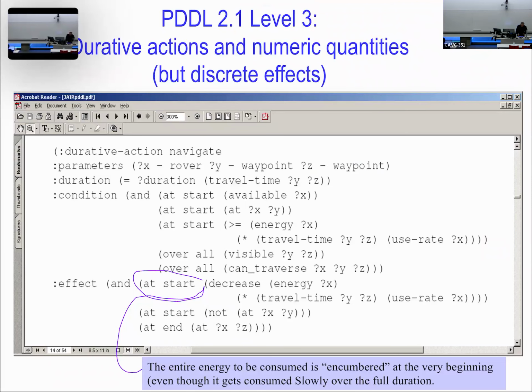So, and then you can also have numeric quantities. PDDL 2.1 level 3 allows you to model numeric quantities like actual resources and so on. And it can also allow for rates of increase of resources. Again, this is interesting, even more expressive models.